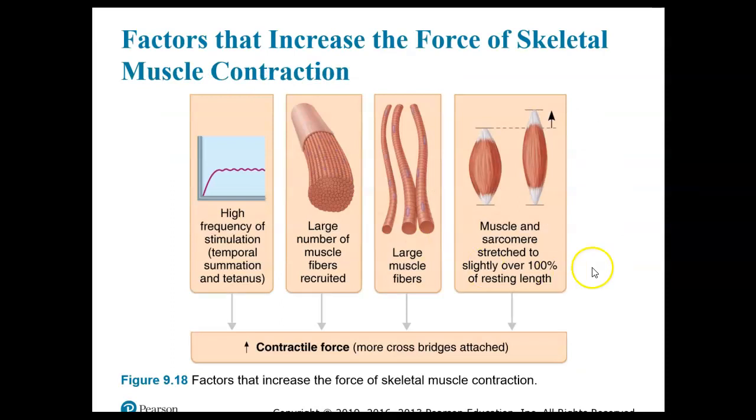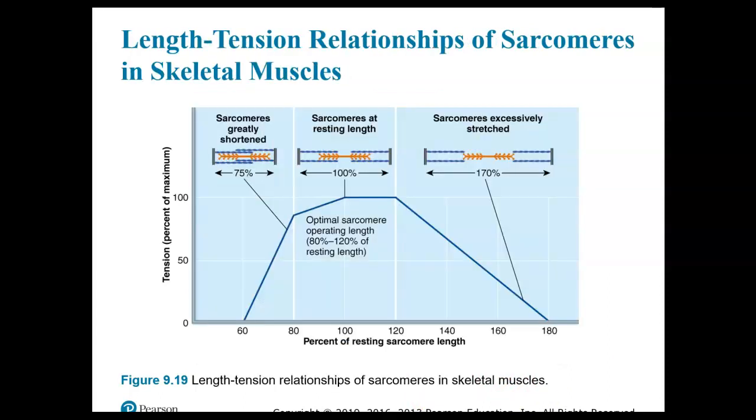So these are the 4 factors that increase the force of skeletal muscle contraction. High frequency of stimulation, large number of muscle fibers recruited, muscle fibers that are actually large, they have hypertrophied. You can see these 2 are much larger than this one. And muscle and sarcomere stretch, somewhere between 80 and 120%. And all of these factors will increase the force of the contraction.